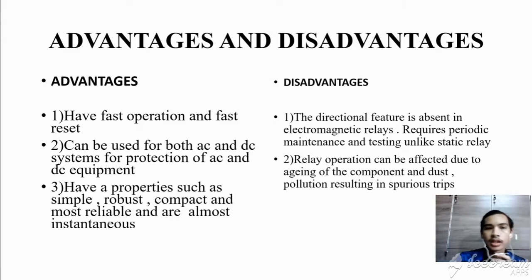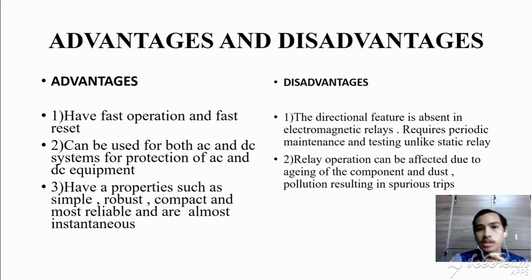Next I will explain the advantages and disadvantages of these two relays. First, the advantages. These relays have fast operation and fast reset. They can be used for both AC and DC systems, for protection of AC and DC equipment. The last advantage is that they are simple, robust, compact, most reliable, and almost instantaneous.